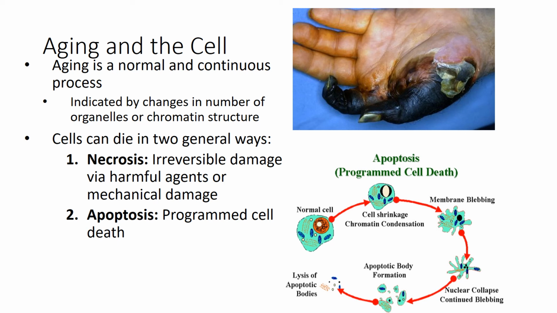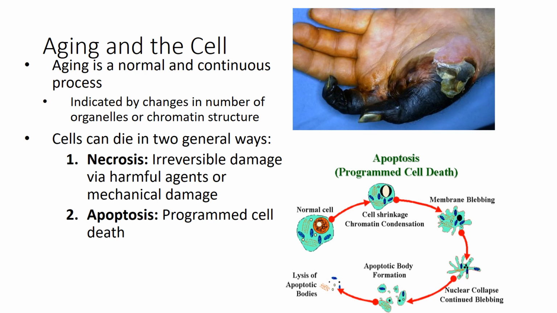So there's two main ways that cells can die. At the top image that we have here, this is an image of necrosis, which is going to be irreversible damage that's due to harmful agents or mechanical damage. And so one good example is when we have a lack of proper care to a wound site. So what's happening is that there is going to be a cascade of events that's going to continue to decrease the amount of cells that can thrive. And typically this is due to a lack in blood supply to an area.